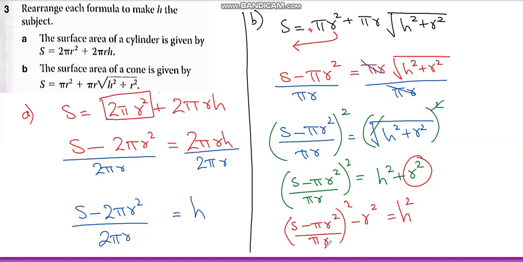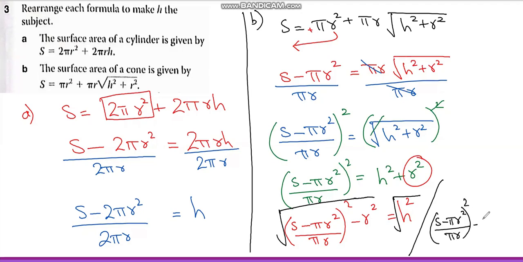Now further I need h, only h. So we want to remove this square above h. Let's take the square root on both sides. So finally we will get the square root of (((S minus pi r squared) over pi r) whole squared minus r squared) is equal to h. Now let's proceed to the next question.